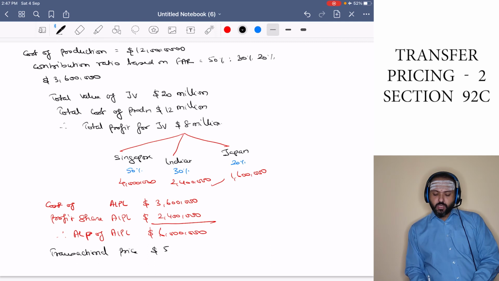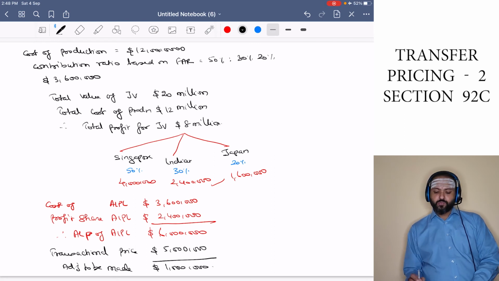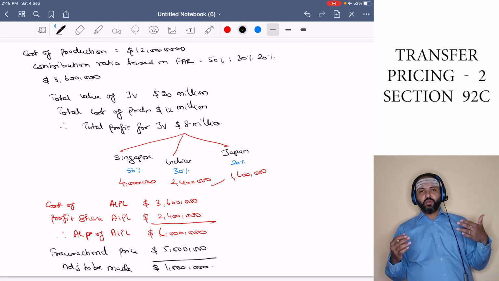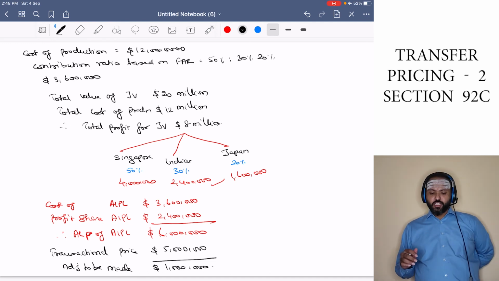Transactional price is equal to $5 million. Therefore, the adjustment to be made will be $1 million. So this will be the addition to income. Okay. So under this method, which is the profit split method, what will we do?